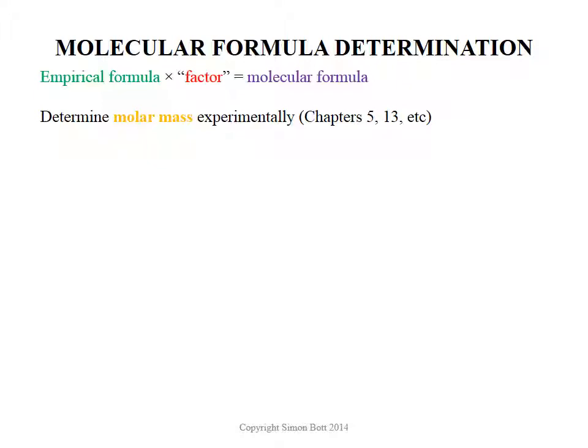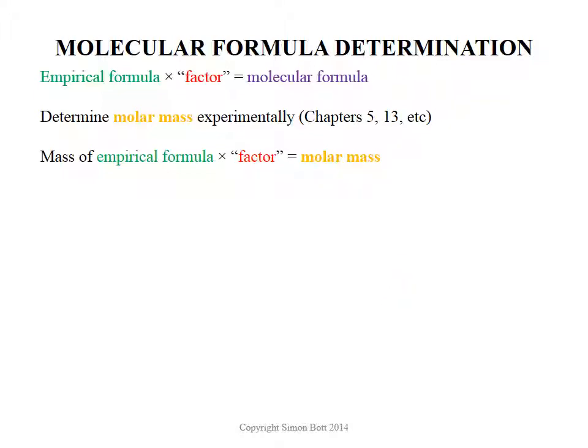Well, so what? If the empirical formula is related to the molecular formula by a factor, the mass of the empirical formula is going to be related to the molar mass, the mass of the whole molecular formula, by that same factor. So if we know the empirical formula, we can figure out the mass of the empirical formula. If we know the molar mass, we can get the factor. And if we have the factor and the empirical formula, we can get the molecular formula.